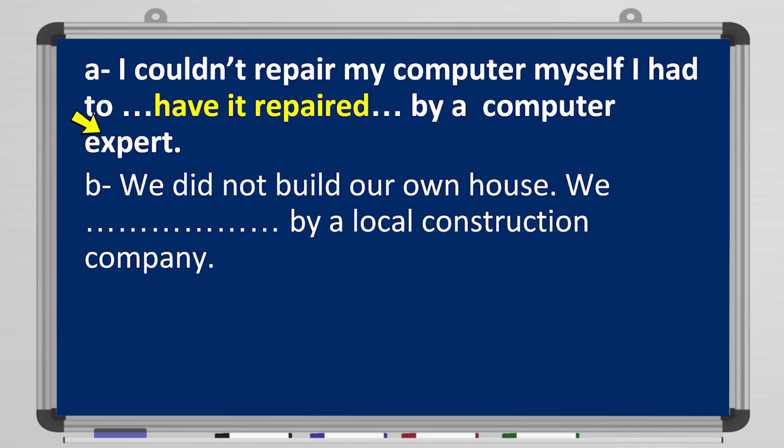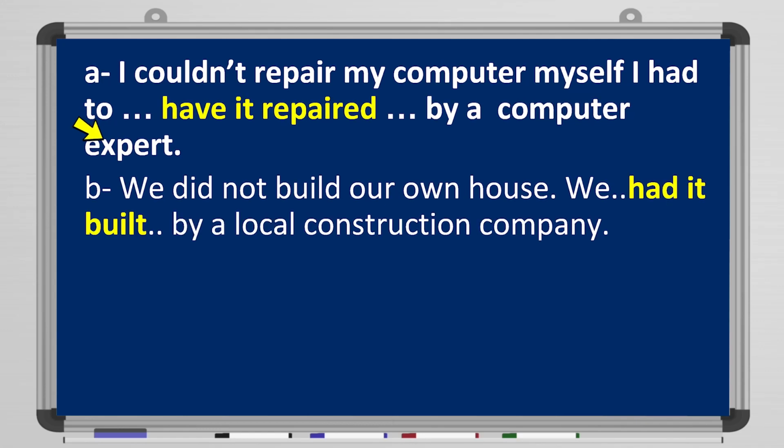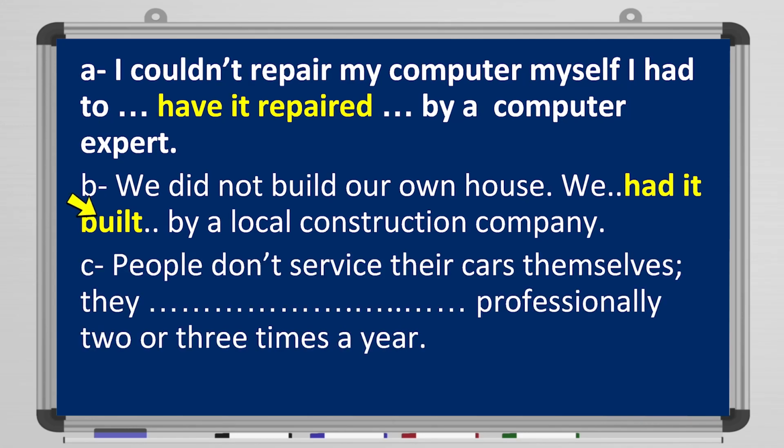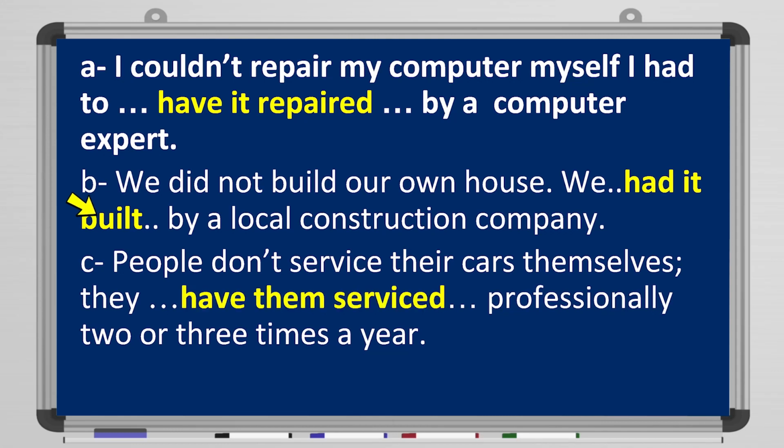Let's look at B. We did not build our own house. So they did not build the house. We're going to be using build. This is our verb. We had it built by a local construction company. Excellent. Let's look at C. People don't service their cars themselves. So here, what verb are we going to be using? We're going to be using service because people don't service their cars themselves. They have their cars serviced or they have them serviced professionally.